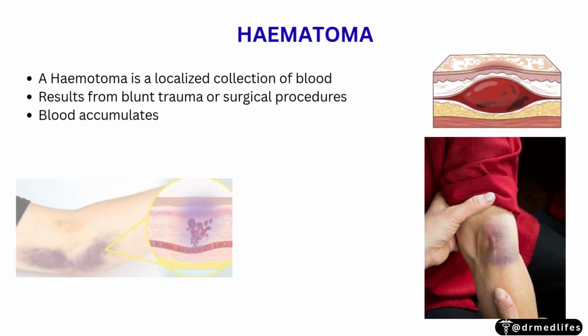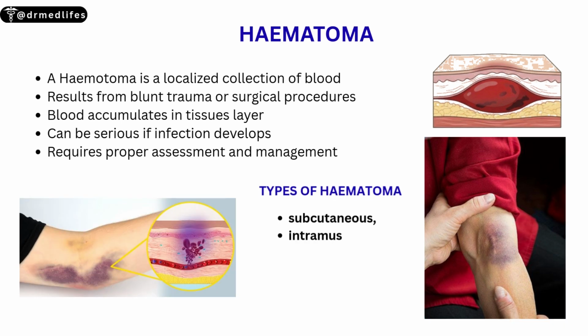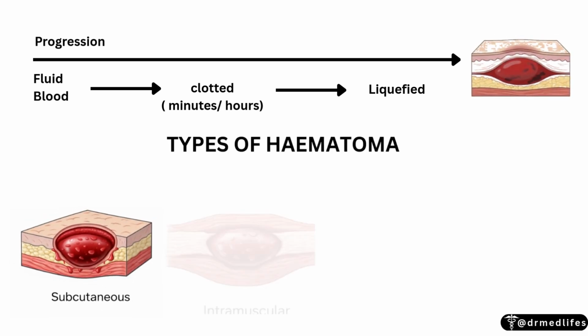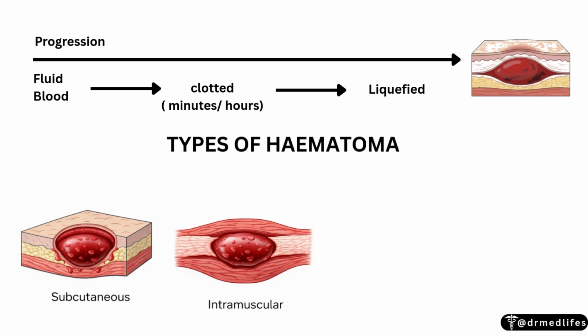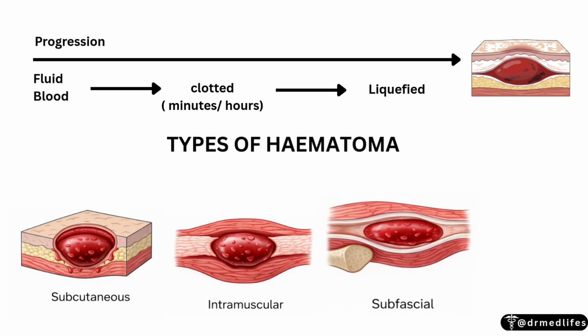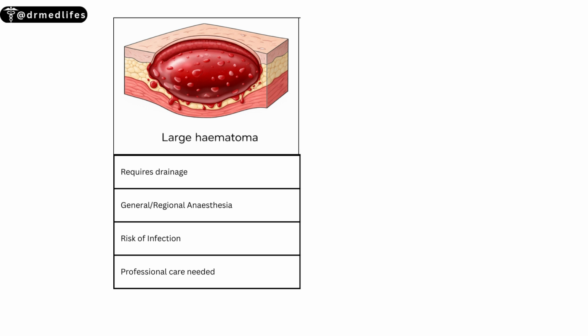A haematoma is a localized collection of blood following blunt trauma or surgery. Haematoma can be classified into subcutaneous, intramuscular, subfascial, or intraarticular. In subcutaneous haematoma, the blood collects under the skin. In intramuscular haematoma, the blood collects within muscle tissue. In subfascial haematoma, the blood collects under the fascia. And in intraarticular haematoma, the blood collects within the joint. A large haematoma can get infected and form an abscess.